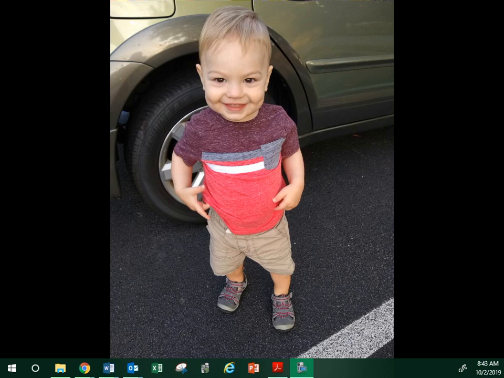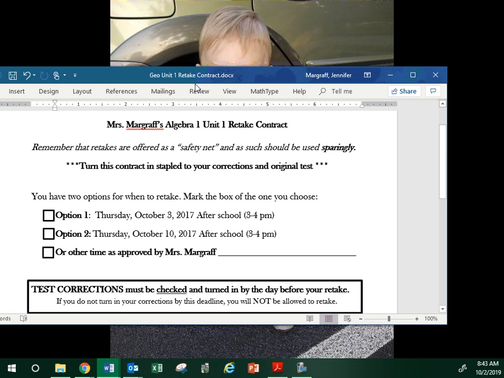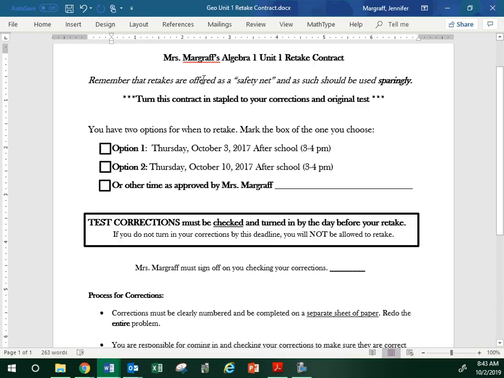Now, of course, that would mean you'd have to learn everything that you didn't learn the first time, but ideally you would do better. So the process for retakes, I'll just go ahead and show you here. You will pick up a retake contract. I have a few printed off. If you need one, just come see me at the end of class and I'll grab one for you. But basically what you need to do is test corrections. That's my main requirement for your retakes.